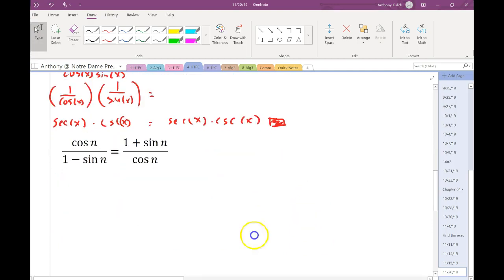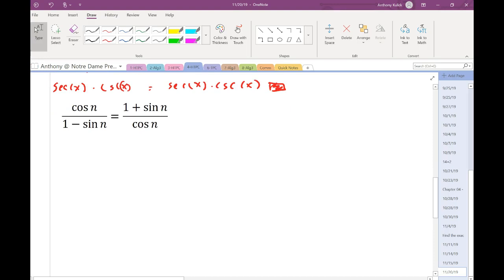All right, let's take a look at this next one. Cosine n over 1 minus sine n equals 1 plus sine n over cosine n. First thing we should do is pick a side that we want to work on. So, which side is the more complicated side? They're kind of both the same.